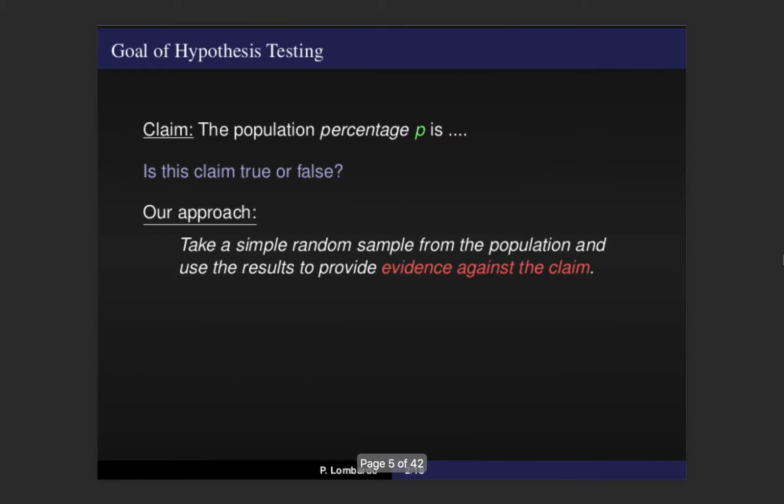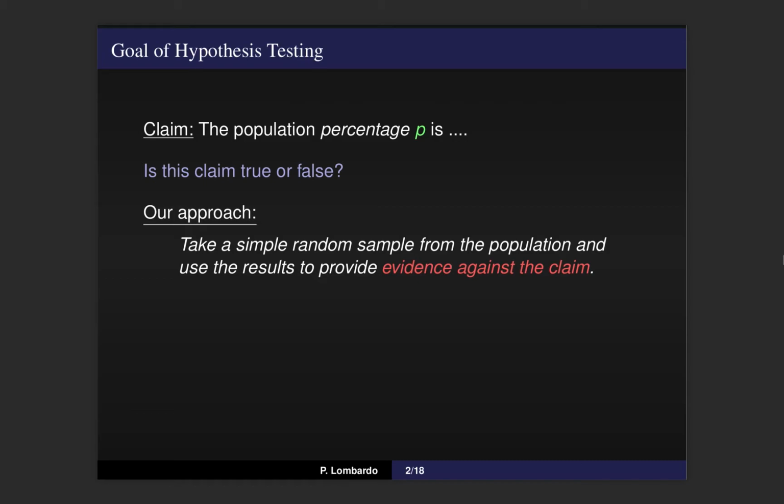The first thing that I want to point out is just like with our hypothesis testing for the means, the main goal is the same. We're going to start by making a claim about a population parameter. In this case, the parameter of interest we're going to focus on is a percentage. So we might make a claim about how many people in the US have blue eyes. And fundamentally what we want to do is answer the question, is this claim true or false?